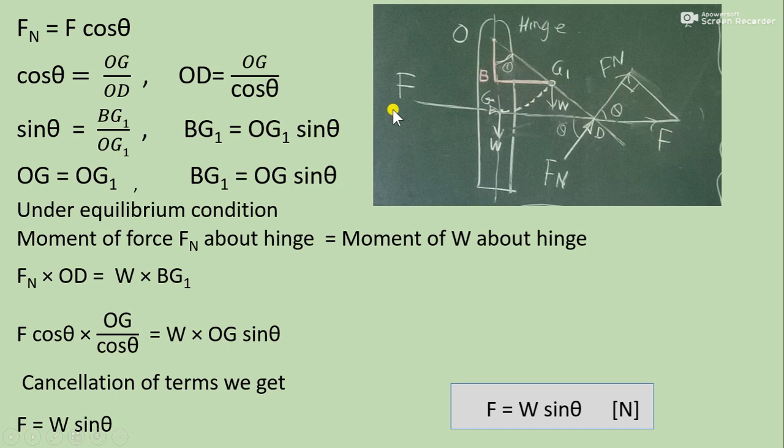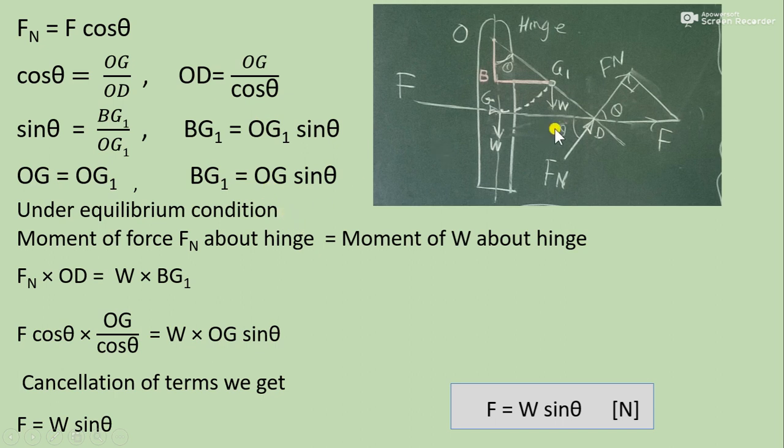Now as the plate is deflecting about the point O, its center of gravity is also moving in this dotted line, means in this case OG distance and OG1 distance will be same. Thus we can write here at the place of OG1, OG, means here we will have BG1 is equal to OG sin theta.